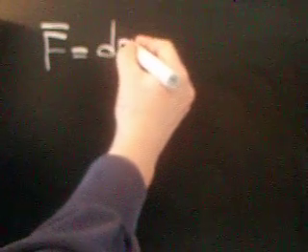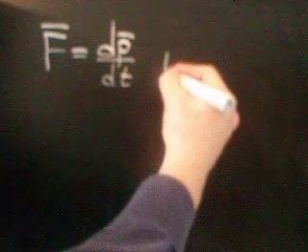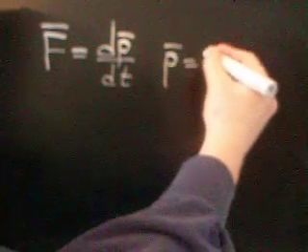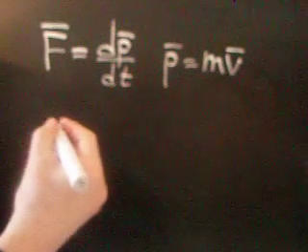We will now calculate the rocket equation. We start with Newton's second law, which states that the force is equal to the change of the momentum per unit time, dp/dt, where the momentum p is equal to m times v, the mass times the velocity.